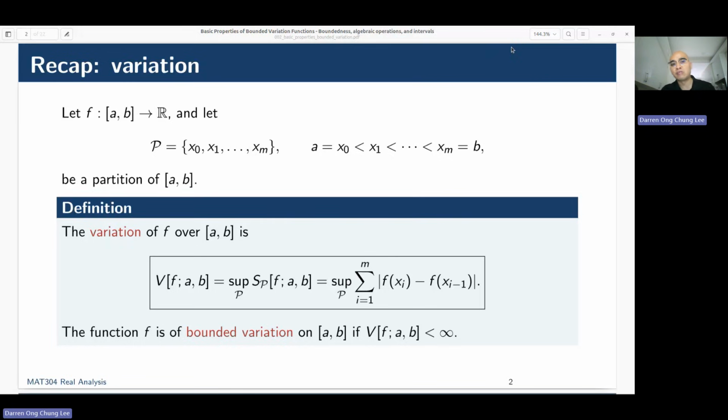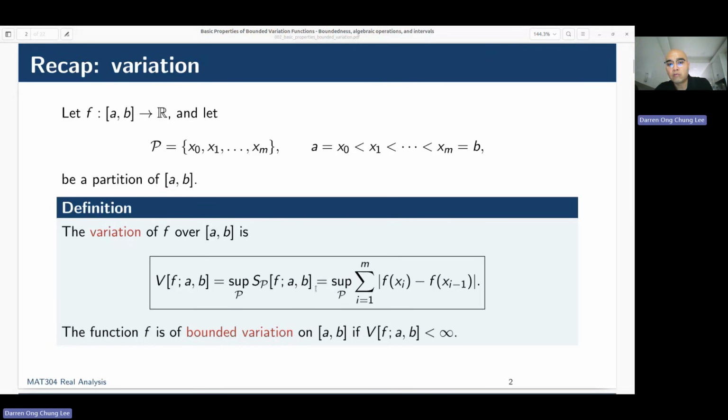We have functions from the closed interval [a, b] to R, and we consider a partition on the closed interval [a, b]. We cut up the closed interval [a, b] into smaller parts, and then we can calculate its variation sum, which is known as S_P. The S_P consists of taking the points of the partition, applying f to them, and then calculating the distance of f on the various partition points.